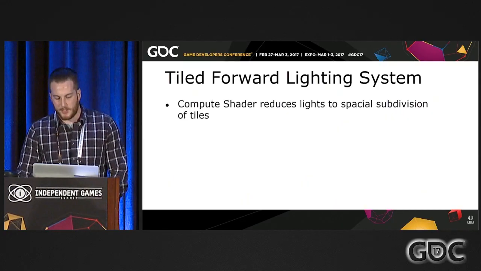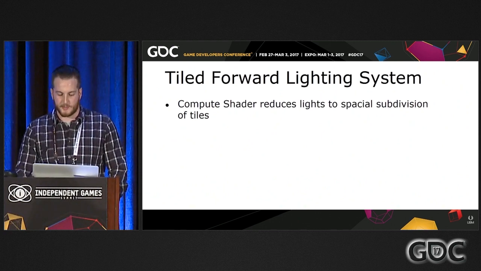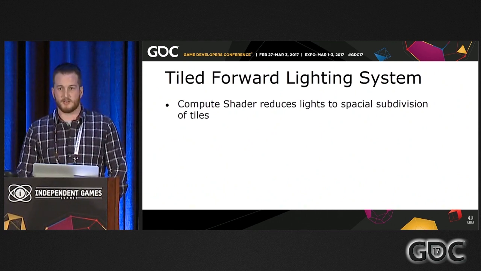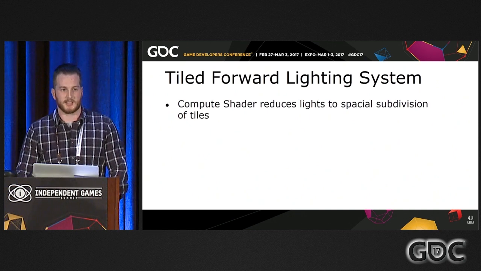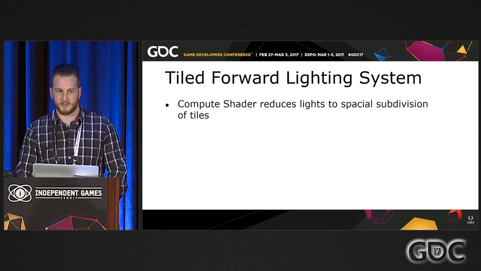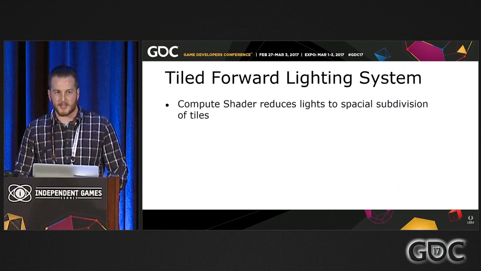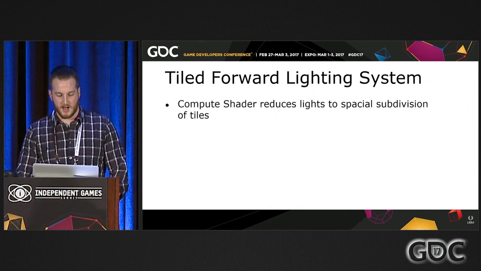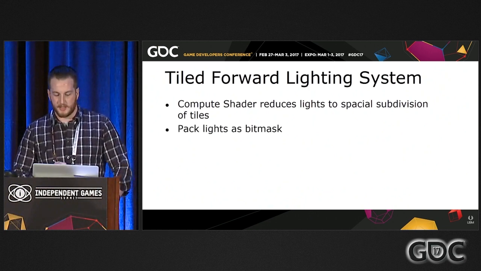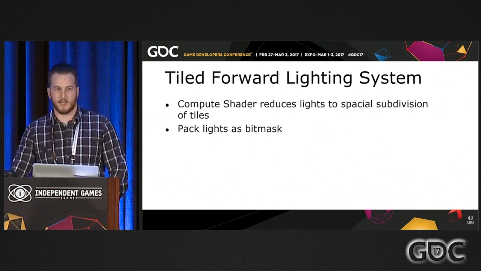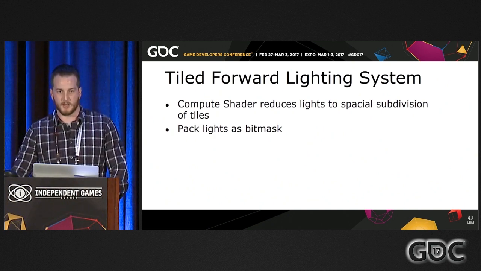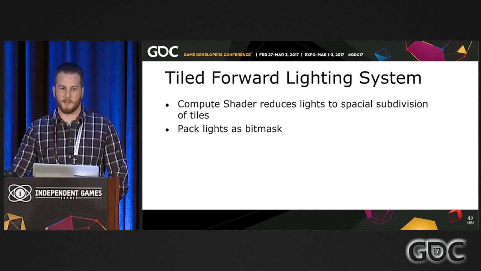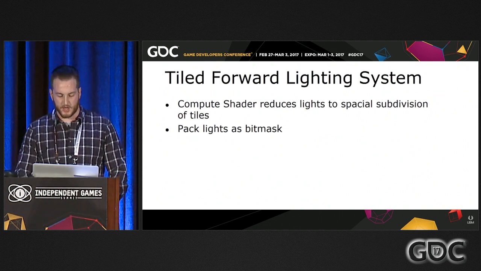It starts with a compute shader that reduces the lights to a spatial subdivision of tiles. In our game, it's 16 by 16 world units, which corresponds to approximately 16 by 16 screen space units. We divide it into those tiles, and then for each of those tiles, we cull a list of lights ahead of time before rendering the geometry.